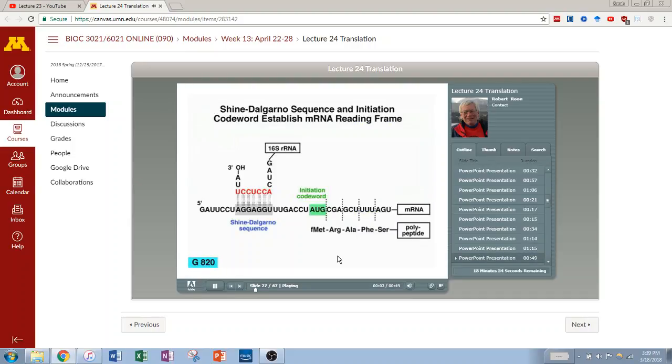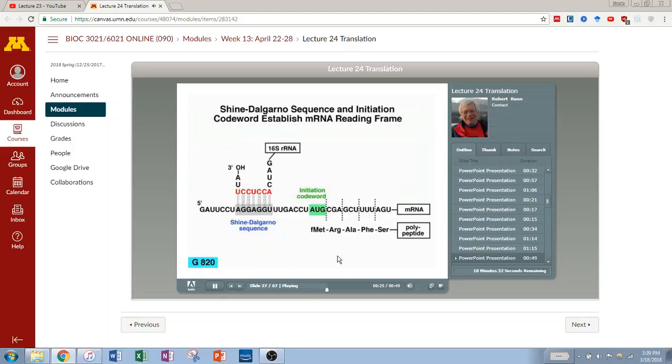This slide shows the start site of protein synthesis. You can see the Shine-Dalgarno sequence on the messenger RNA in its base pairing with a 7-base sequence, UCCUCCA, near the 3' end of the 16S ribosomal RNA. Notice also the proximity of the Shine-Dalgarno sequence to the AUG code word for initiation.